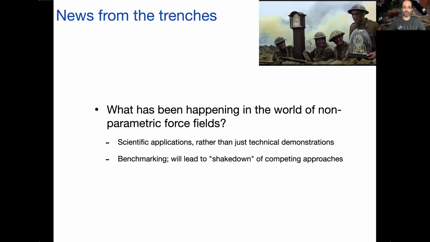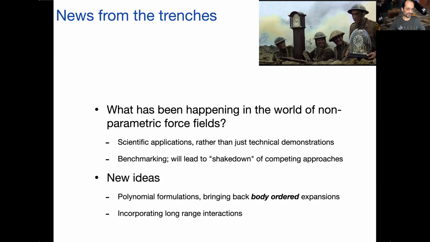And so that also means that a lot of people have jumped on to this train, and there's a lot of benchmarking going on. So in the next couple of years there will be a lot of shakedown of which particular approach is better, which is more optimal, and so on. That's what goes on in the trenches that you don't necessarily see from the outside. But of course, there are also some new ideas.